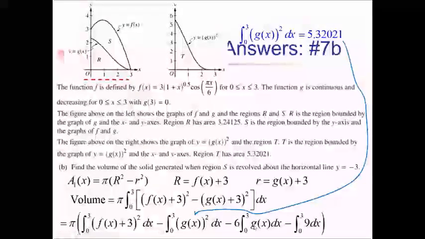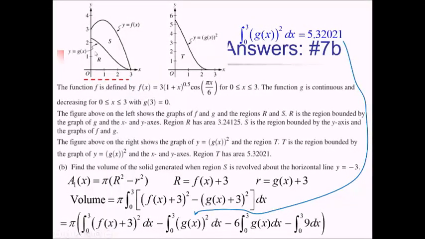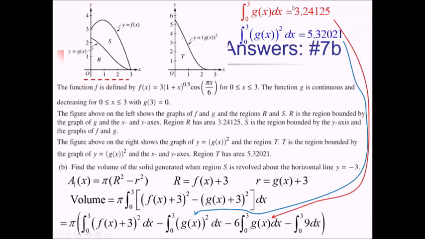Well, for g of x, that is this function right here. They gave us this function. This is essentially saying 6 times the area from 0 to 3 under g of x. We actually know the area under g of x from 0 to 3. In this graph right here, that's the area R. And R, they told us, has an area of 3.24125. So I can plug that number in and multiply that by 6.